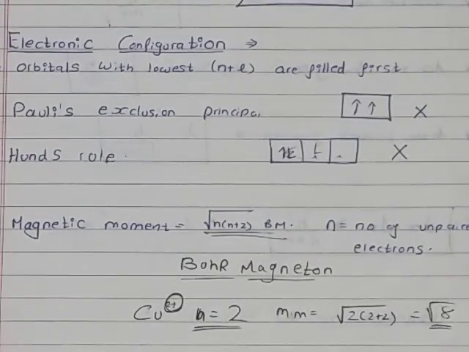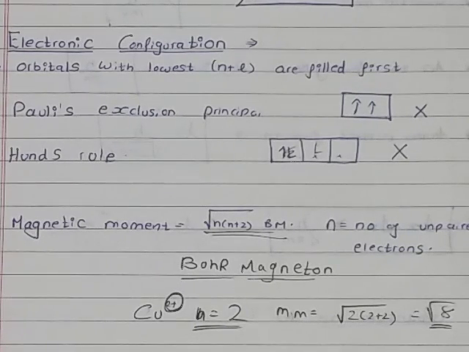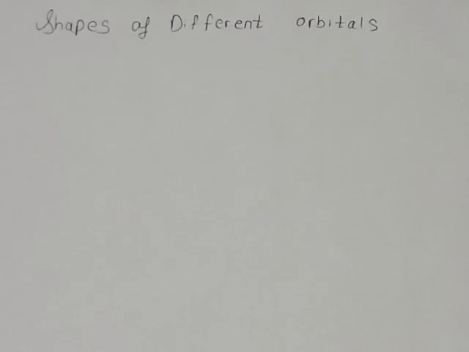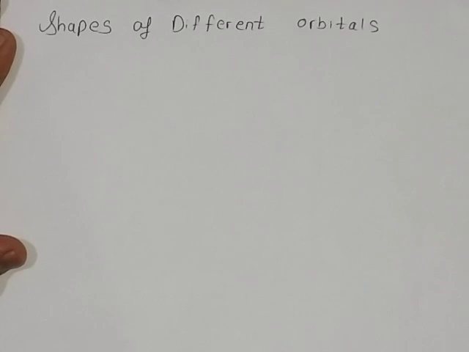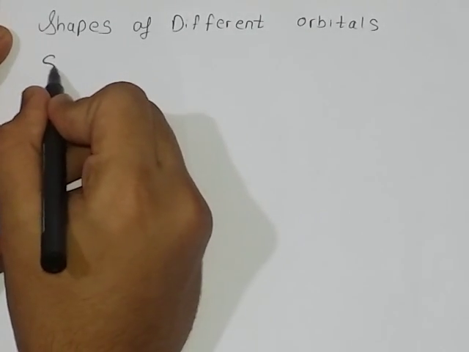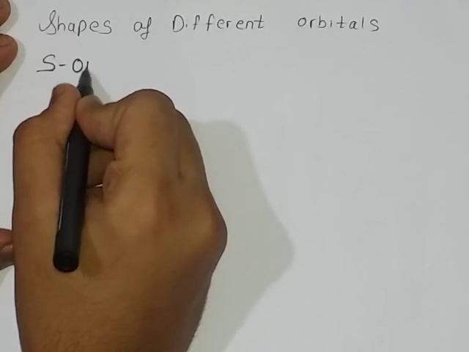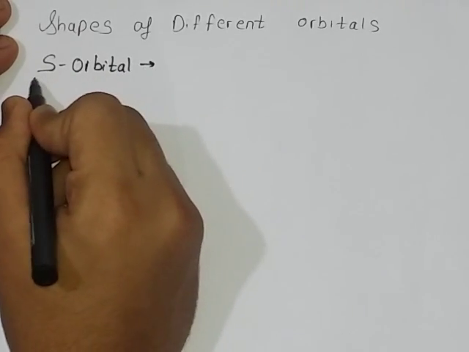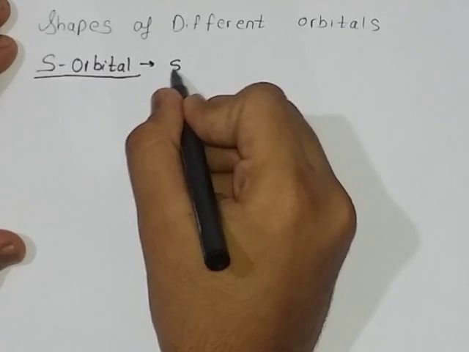Now guys, I'm going to take a plain page and explain the orientations and the shapes of the orbitals. So let's get on with the shapes of the different orbitals. Let's take the s orbital first. The s orbital is a sphere.